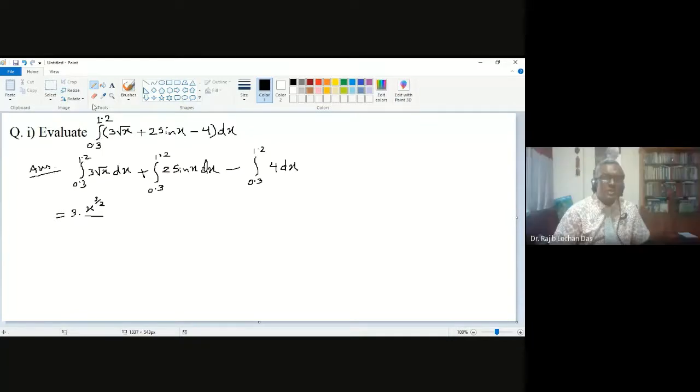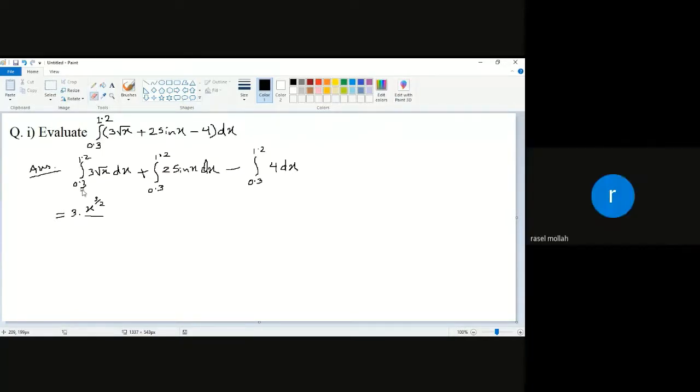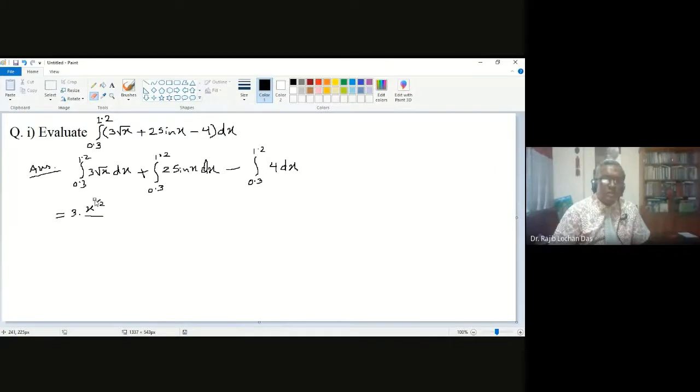Is that clear? If you want to write the detail, you can, but everyone should have a clear idea. The original power is 1 by 2 plus 1, and in the lower portion also the same thing, 1 by 2 plus 1. So this is 3 by 2. You can directly write 3 by 2. It is not a problem. So let me write it like this first.